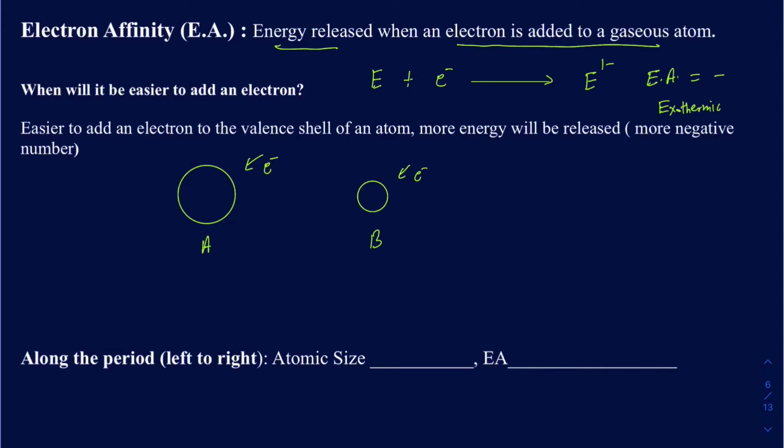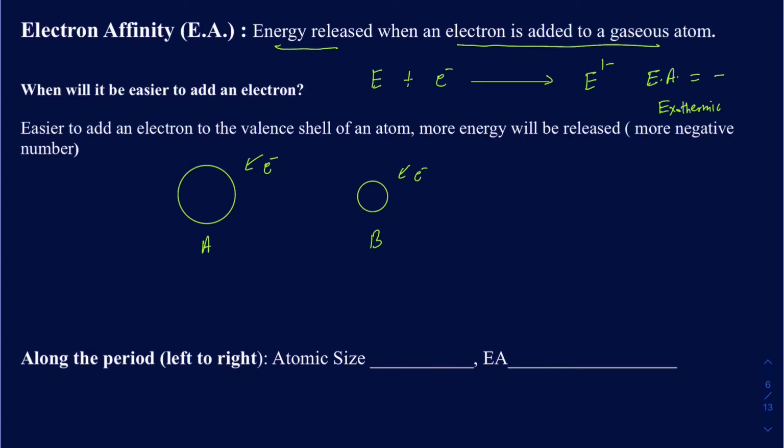If the nucleus is very far away from the valence shell where the electron is going to be added, it's not going to be that easy to keep that electron there, as opposed to having a smaller element, where it's going to be easier to add an electron to the valence shell. So another way of saying it: if you add an electron to a relatively smaller element, it's going to have a higher affinity as opposed to adding an electron to a bigger element, which is going to have a lower affinity. And obviously there are going to be a lot of exceptions, and I'll talk about some of those.